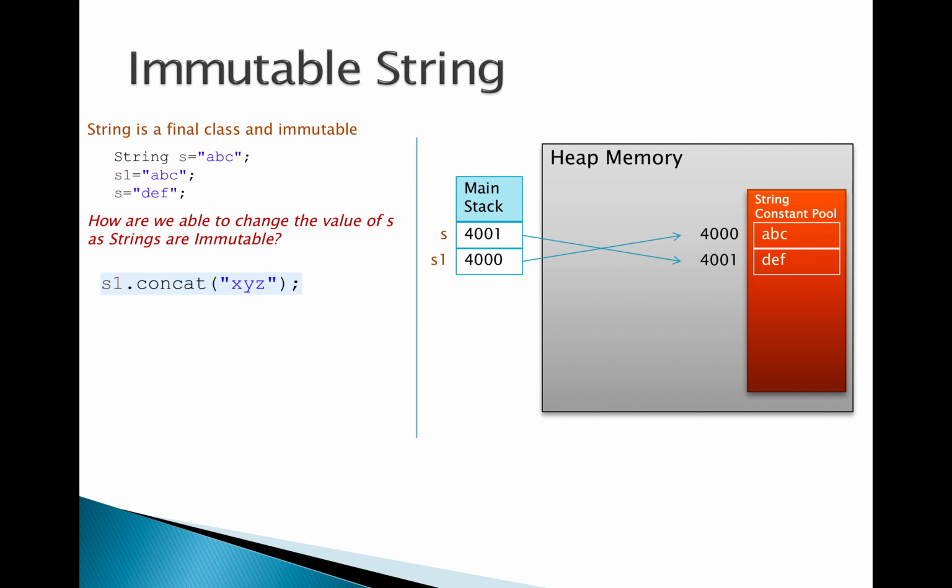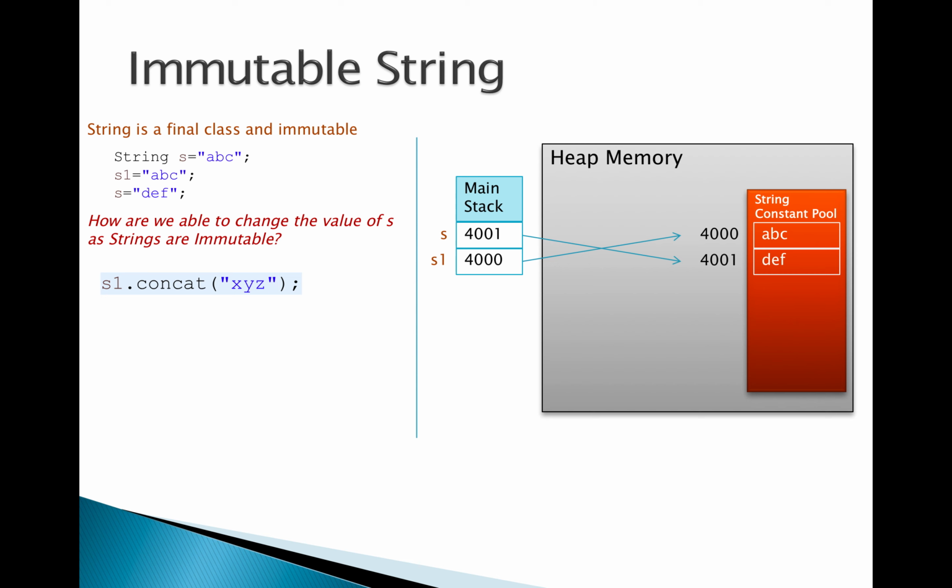So let's take one more thing. When I say s1.concat of xyz, I'm running a command like s1.concat of xyz. So what will happen here? S1, what is it pointing to? It is pointing to basically what? It's pointing to ABC. S1 is 4000, so it's pointing to ABC.